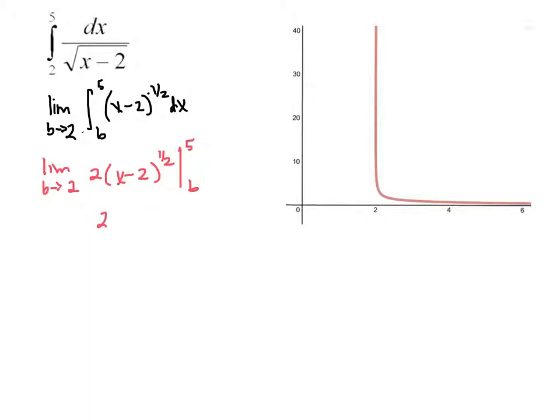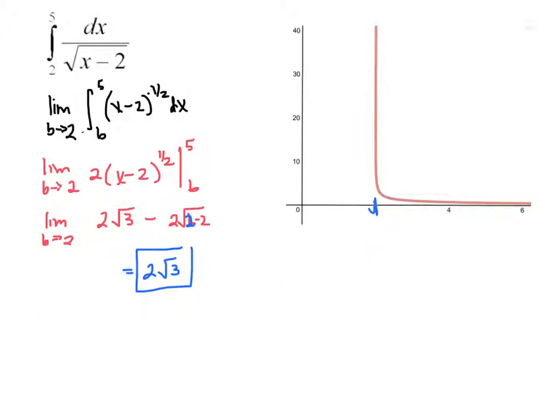So I plug in 5, and I get 2 times the square root of 3 minus 2 times the square root of b minus 2. And I take the limit as b approaches 2. Well, the first thing you always try with the limit is to plug it in, and if I do that, I get the square root of 0, which is 0. So this is just 2 square roots of 3. So it actually worked out. Even though there is a vertical asymptote at an endpoint, we were able to find the limit of the area. We're saying that as you get closer and closer to 2, the area will get closer and closer to 2 square roots of 3.